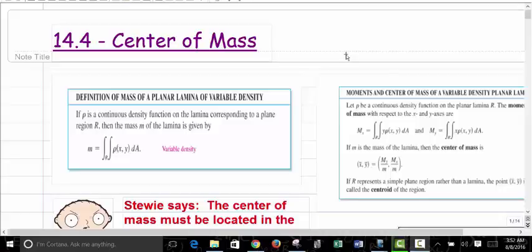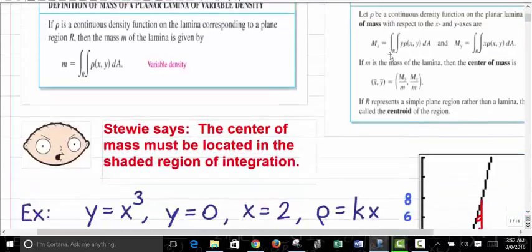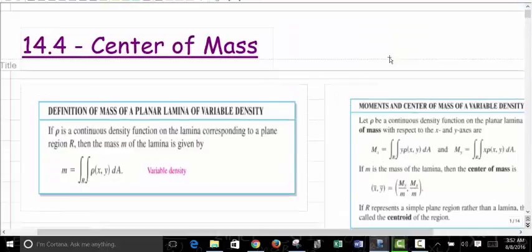Welcome to finding the center of mass for a planar lamina. This probably has some good, useful physics types of applications. A planar lamina is essentially a thin type of sheet.